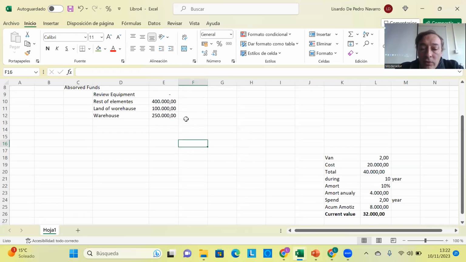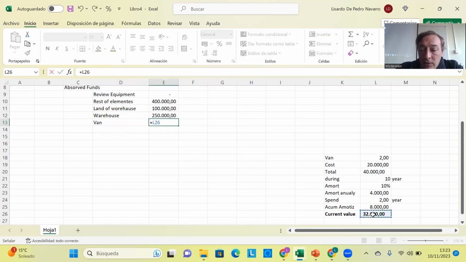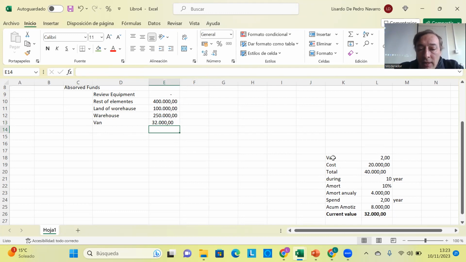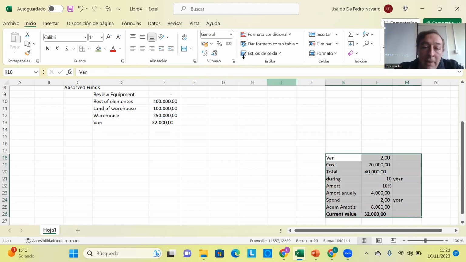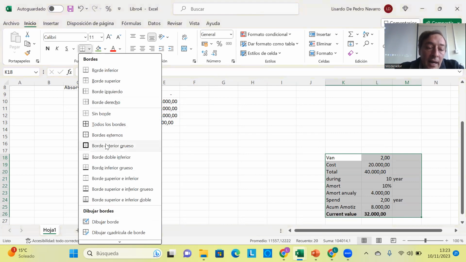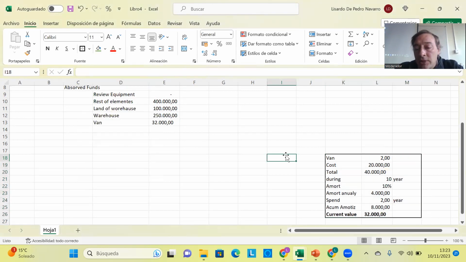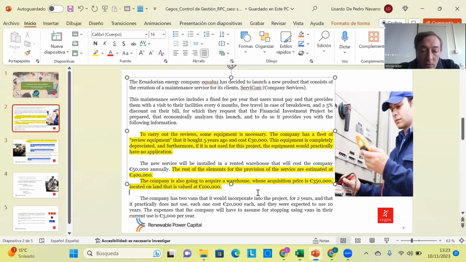So the cost that we are going to include in our sunk fund for the vans is 32 thousand euros, okay? Because the vans at this moment don't have their previous, historical value. This is the historical value, but at this moment the vans have depreciated, have an amortization of 2 years. Great. So we have used this one.